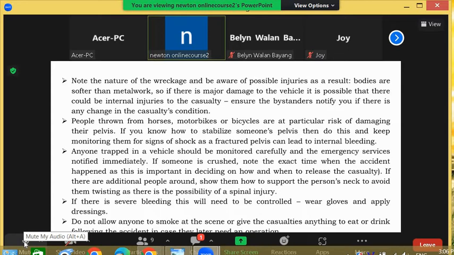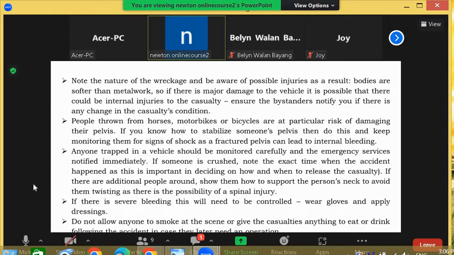Note the nature of the breakage and be aware of possible injuries as a result. Bodies are softer than metalwork, so if there is any major damage to the vehicle, it is possible that there could be internal injuries to the casualties. Ensure the bystanders notify you if there is any change in the casualty's condition.